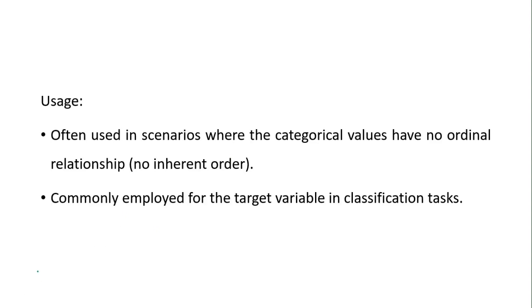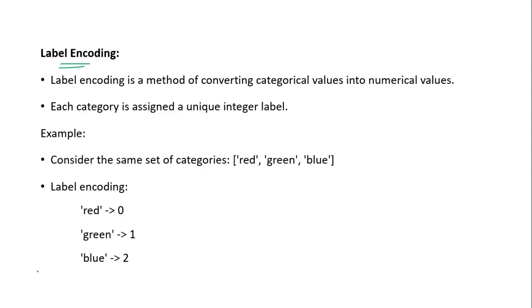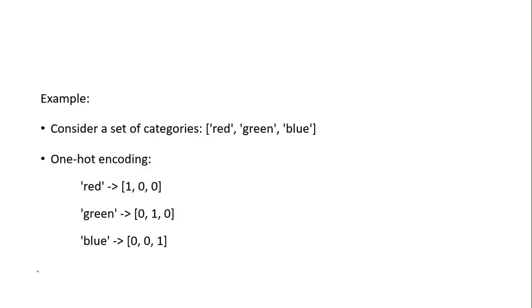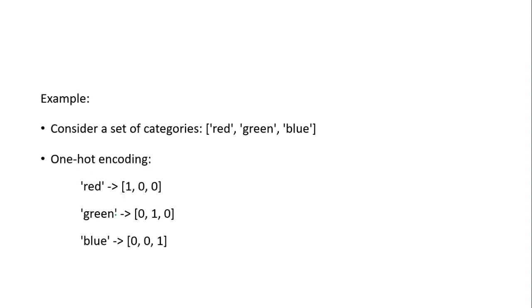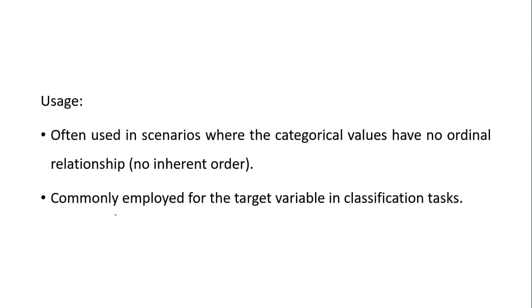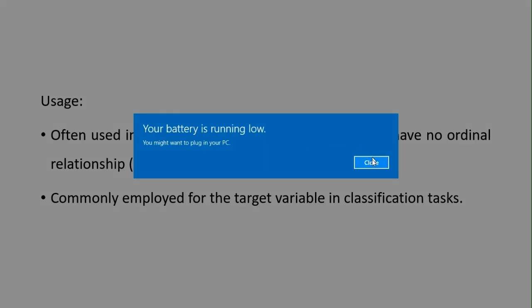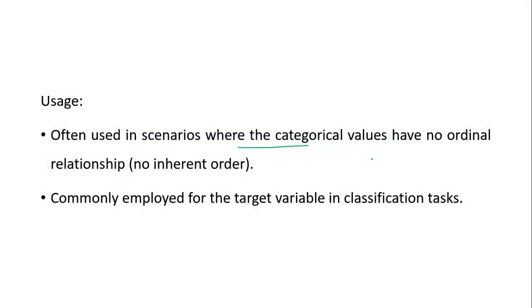Now, similar to this, before that, what are the disadvantages of this one, or what are the usages of this? We will be using one hot encoding in scenarios where categorical values have no ordinal relationship. That means no order is there.